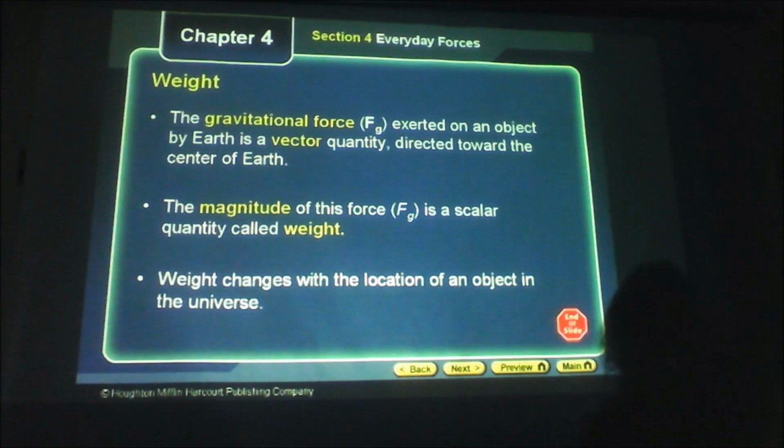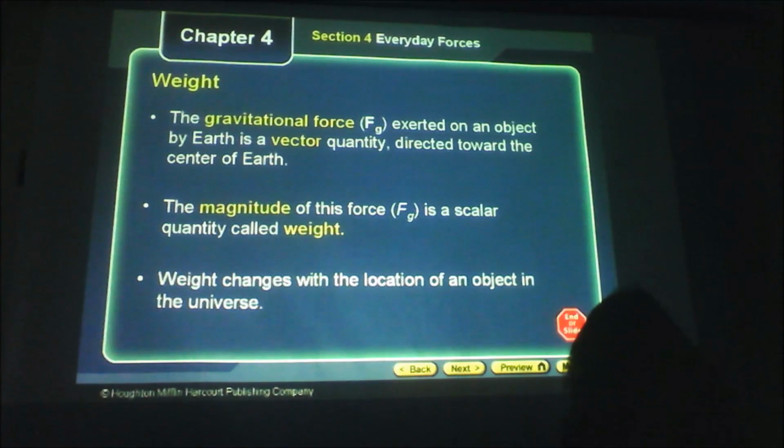So, for example, if we get your weight here on Earth, which is your mass times the acceleration of gravity of the Earth, which is 9.81 meters per second squared, you will come up with a weight in newtons. However, the moon has a much smaller gravitational pull. Your weight will be far less. And if you go in outer space, you'll be virtually weightless and float around.